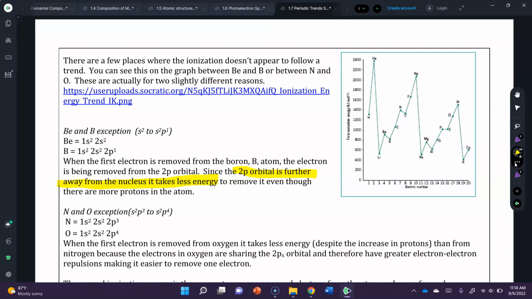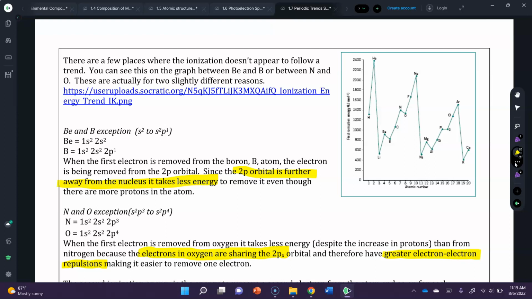The N and the O exception: when you first see the electron removed from oxygen, it's requiring less energy despite the increase in protons compared to nitrogen, because the electrons in oxygen are sharing the 2px orbital and they have greater electron-electron repulsion, so one electron is trying to kick the other electron out of its orbital. Okay, that makes it easier to remove that electron. So increasing that electron-to-electron repulsion decreases the proton-to-electron attraction.